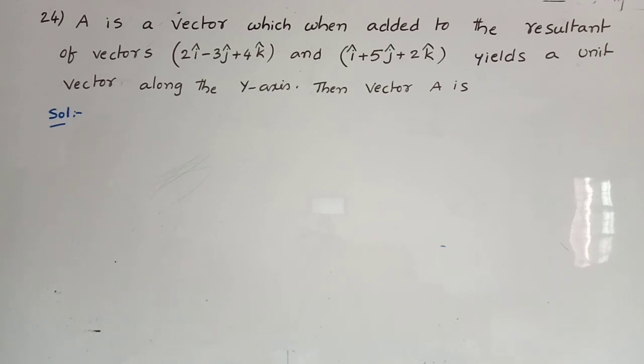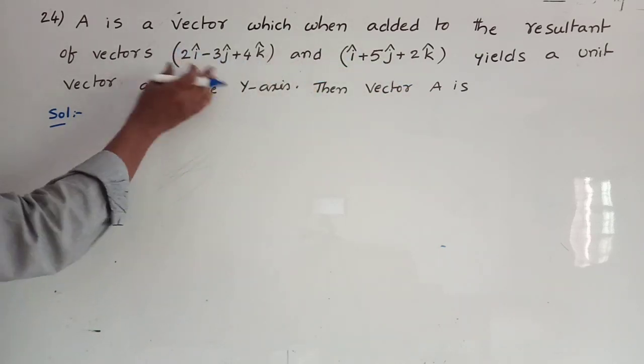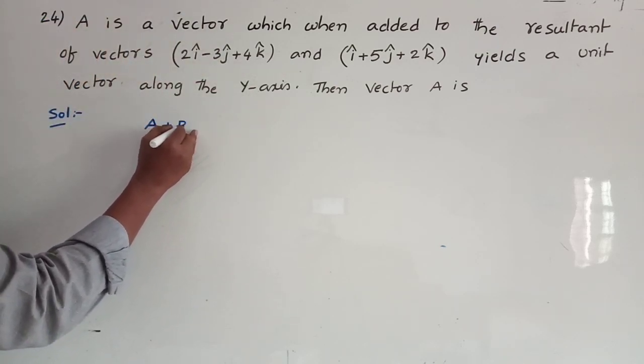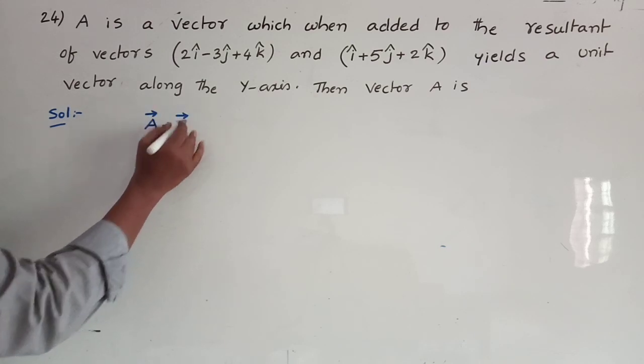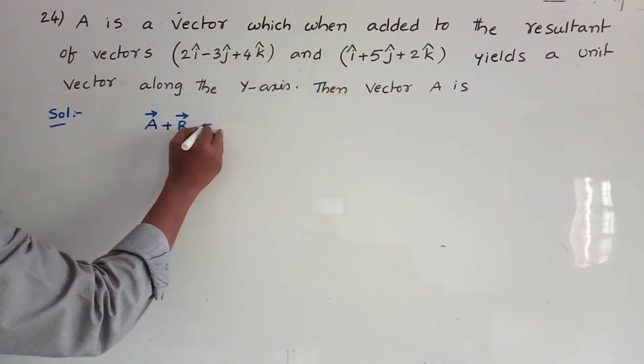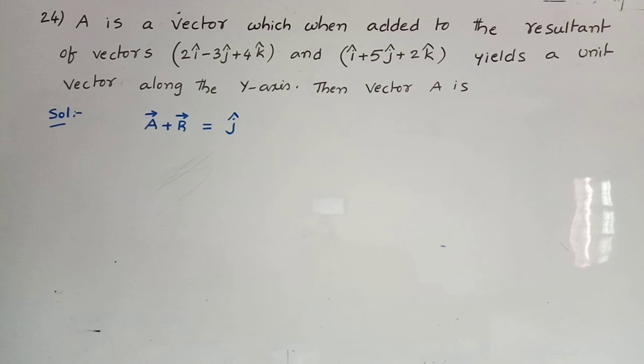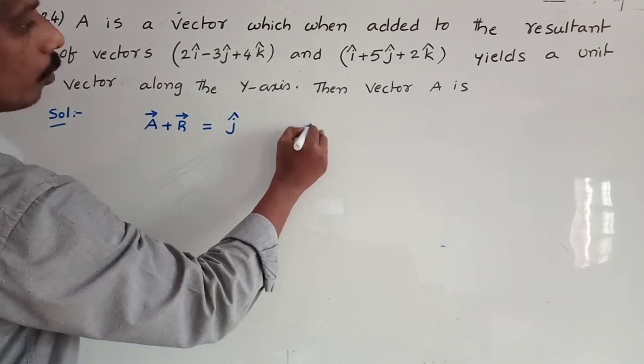Problem number 24. A is a vector which, when added to the resultant of vectors 2i cap minus 3j cap plus 4k cap and i cap plus 5j cap plus 2k cap, yields a unit vector along y-axis. Then vector A is? Resultant of these two means we should add. So its resultant is added to A, so A bar plus R bar, where R bar is taken as the resultant of these two vectors, is equal to the unit vector along y-axis, which is j cap.